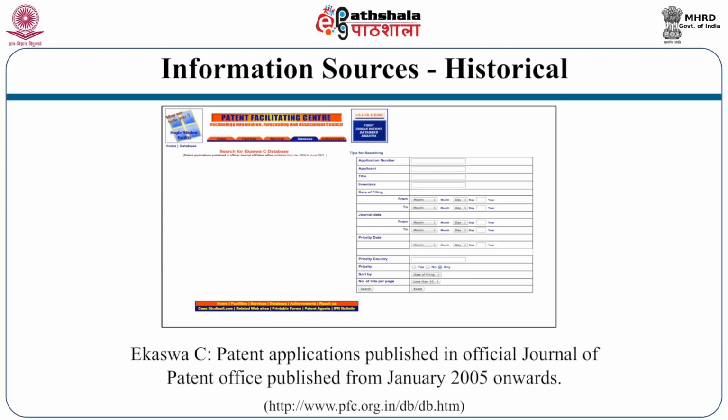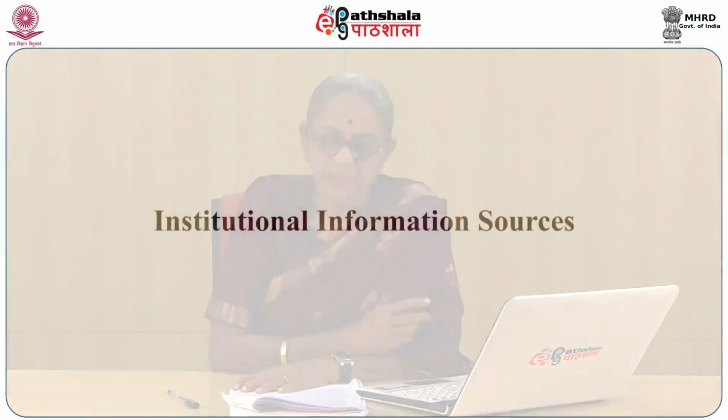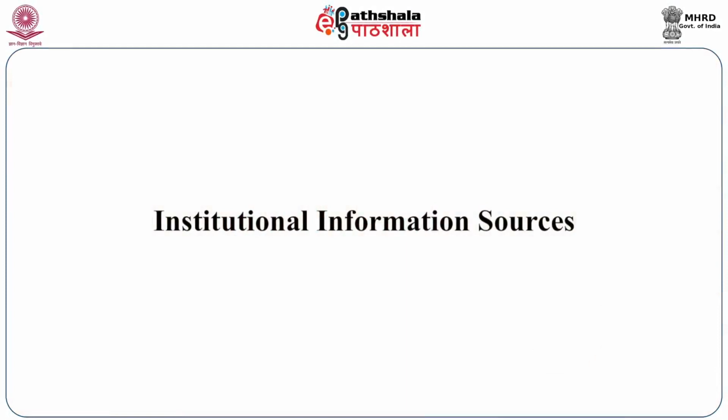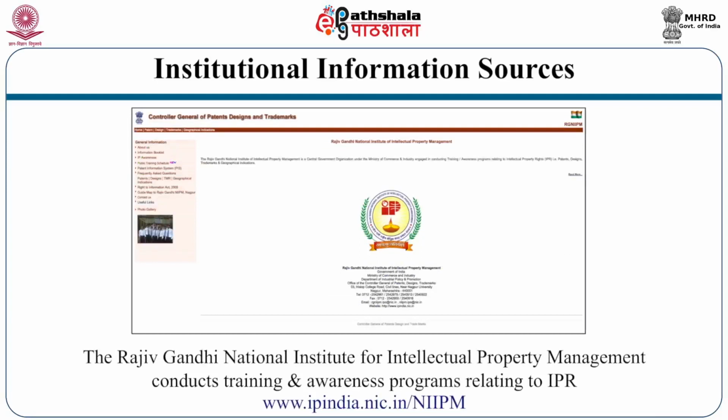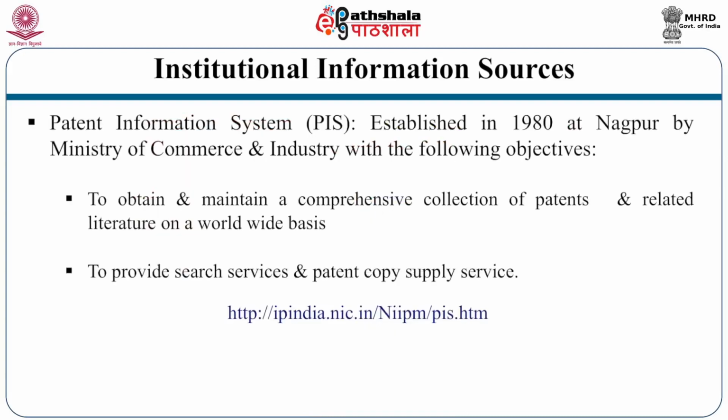I have spoken about electronic and printed sources of information. I will just mention a little of the institutional sources. The website of the Controller General of Patents, Designs and Trademarks gives information on all aspects of patents. Then you have the Rajiv Gandhi National Institute for Intellectual Property and Management under the Ministry of Commerce and Industry. Then the Patent Information System established in Nagpur in 1980.